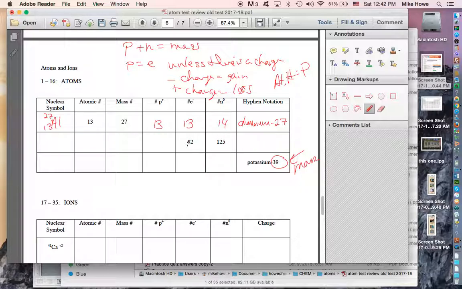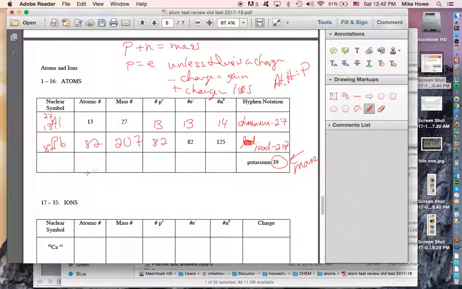Down here you got 82 electrons, but since there's no charge, there are 82 protons. 82 protons means the atomic number is 82. The symbol's lead. We have to figure out what the mass is, so it'll be 82 and 125. So we're looking at lead, L-E-A-D. Lead 207. If you add those two numbers, 82 and 125, you get 207.